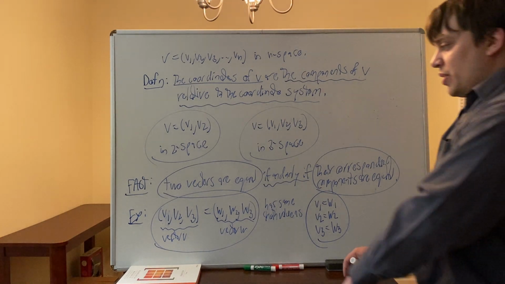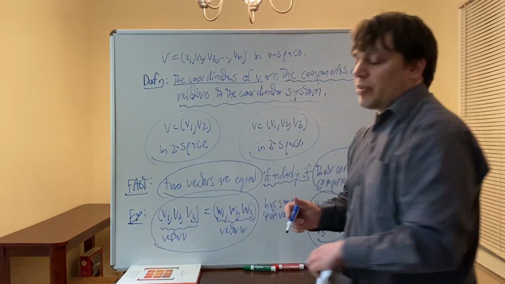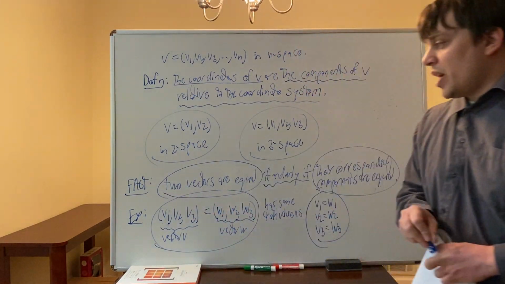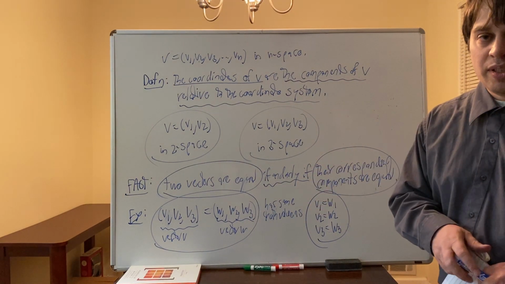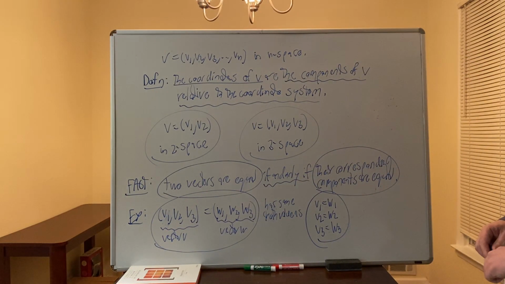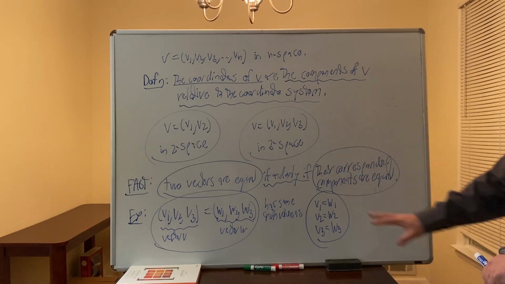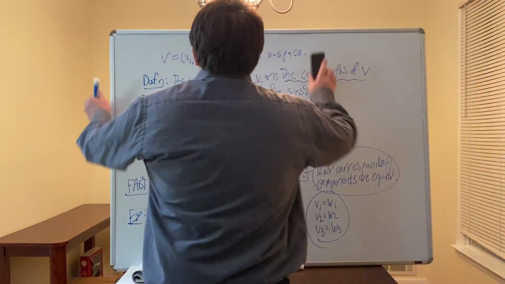So corresponding components means their first components are equal, their second components are equal, and their third components are equal. If any one of their corresponding components was not equal, it would be false to say that they are all equal. They would not be equal. So that's talking about two vectors that are equal.